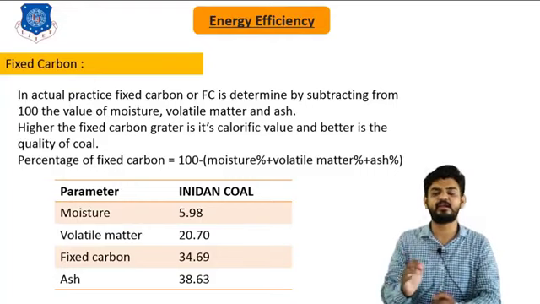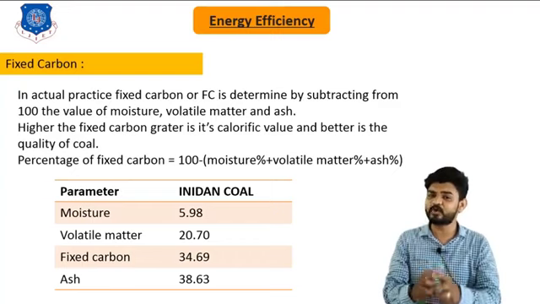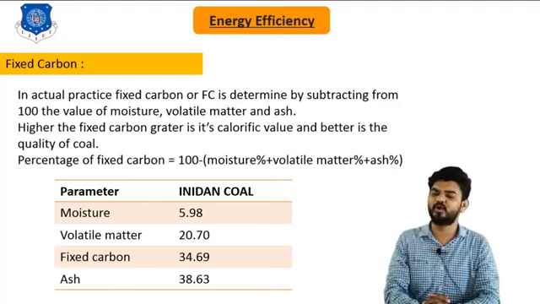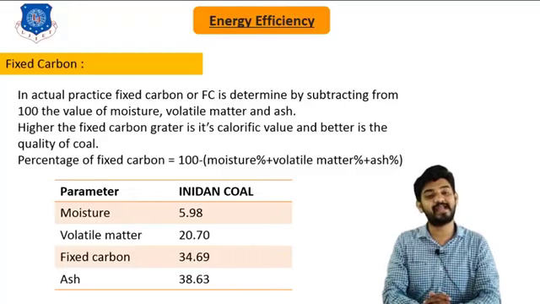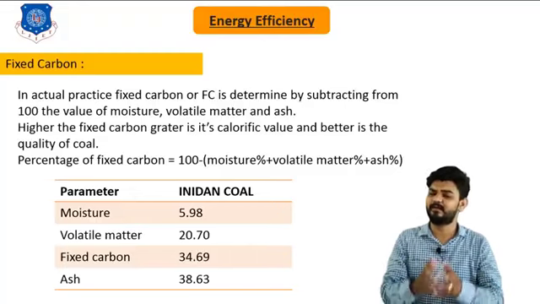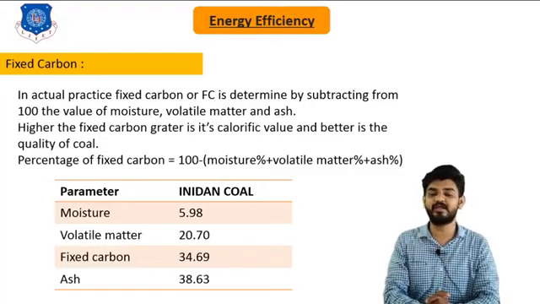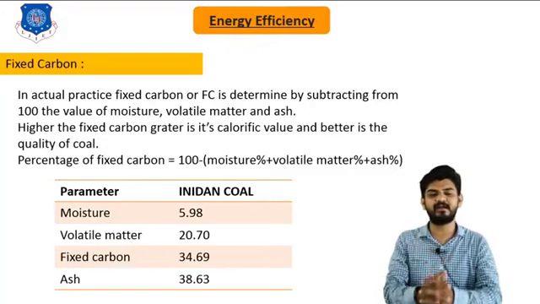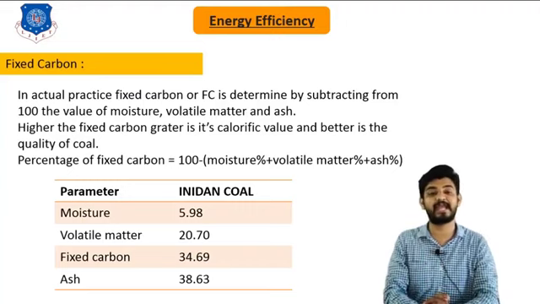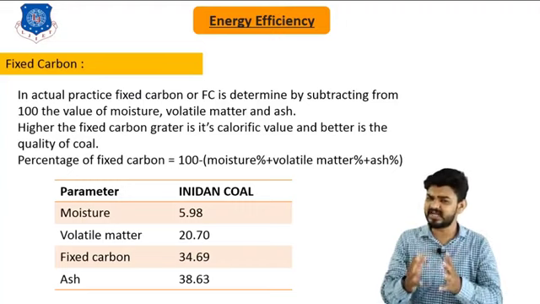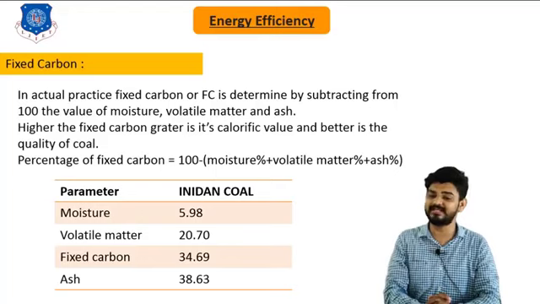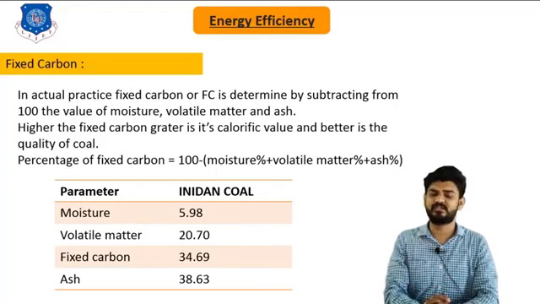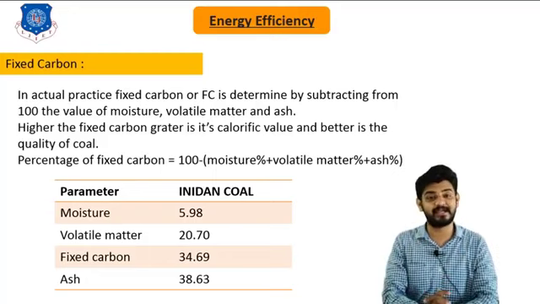Here in the table you can see the typical proximate analysis of Indian coal, which includes moisture around 5.98%, while the volatile matter in Indian coal is around 20.7%, while fixed carbon is around 34.69%, and ash content of typical Indian coal is around 38.63%. So, this is all about the proximate analysis.